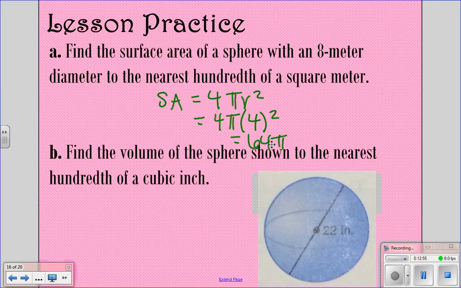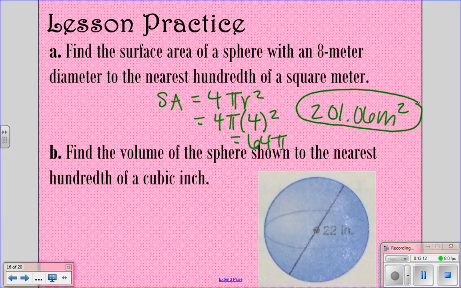So if you multiply that, you should get 201.06. And it said go to the hundredth, so that's why we went to 2 decimal places. And then it was meters, so meters squared.